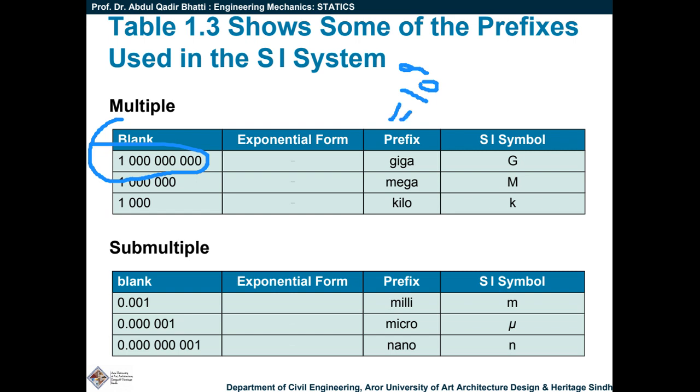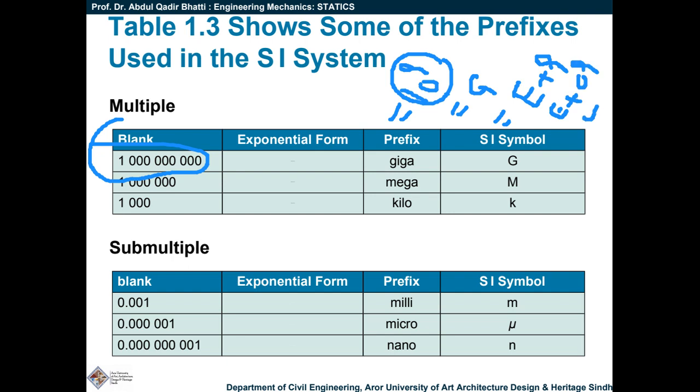Or we can write this just G. G means what? Giga. Giga means 10 to the power 9, right? And then also we use E, E plus 9. What is E? Exponent, right? Or we can also use E plus 09, or sometimes we use E9 only, okay? So these are the basic prefixes we use, okay?